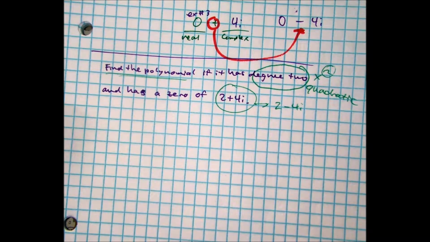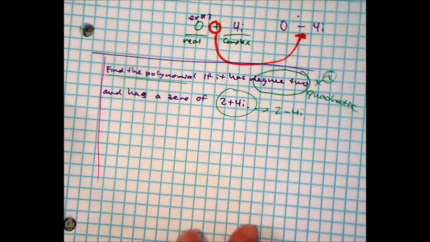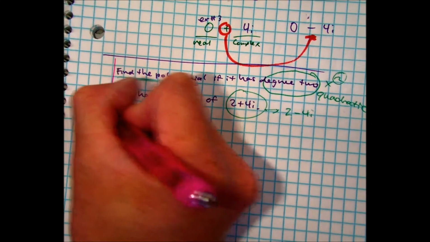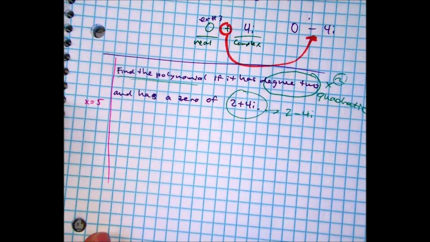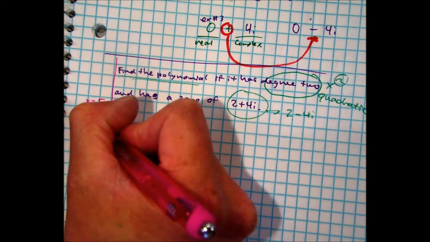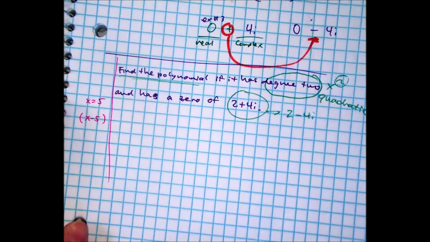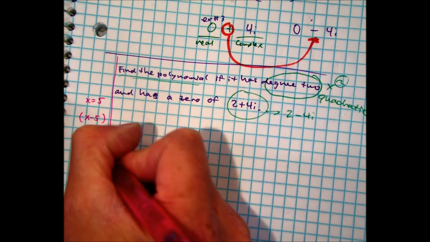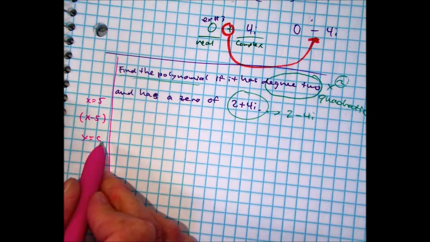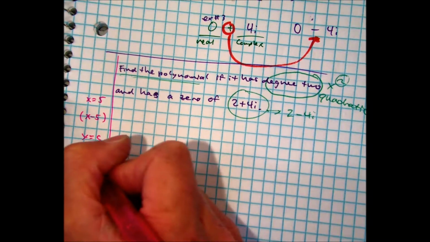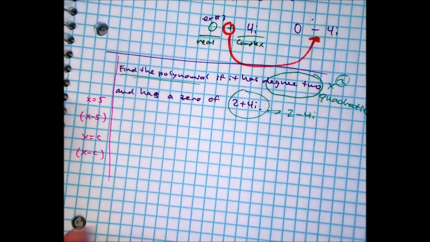Quick review. If I said something like x equals 5, class, what is the binomial? X minus 5. What you've been doing is you've been kind of doing something like this. X equals a number, c, a constant, and then when you write a binomial, it's x minus. Do you see that?